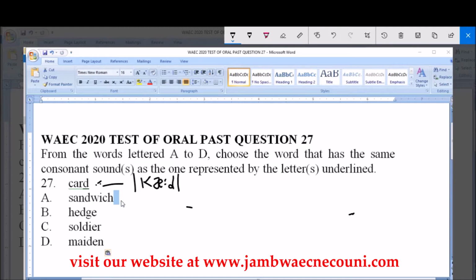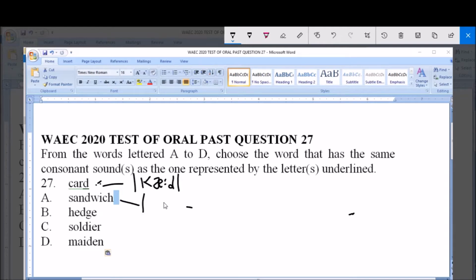Option A is pronounced as sandwich. Option B is pronounced as edge. Option C is pronounced as soldier.